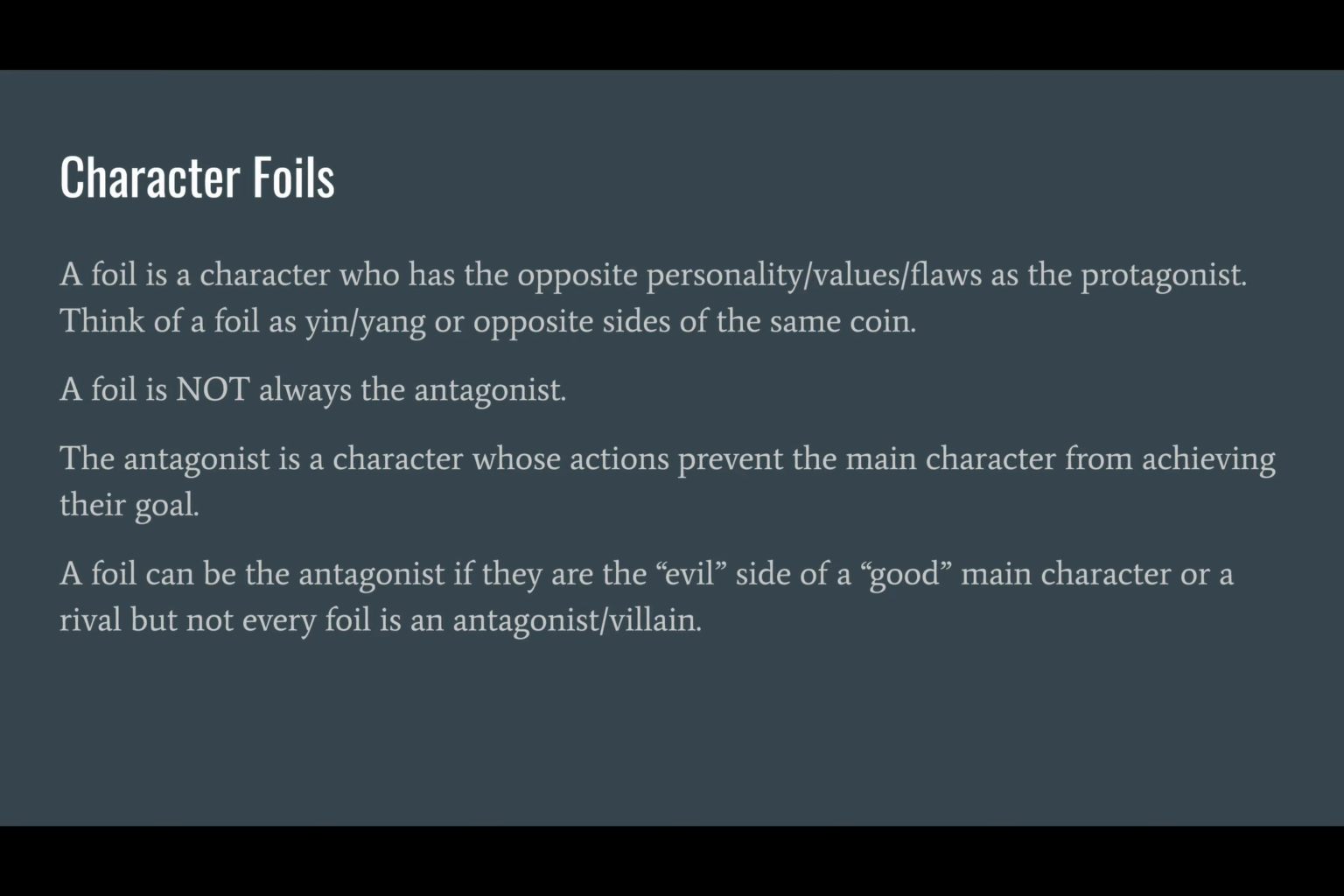Okay, so the antagonist is a character who is trying to prevent the main character from achieving their goal. So villains are antagonists because they're trying to stop the main character from doing whatever the main character needs to do. So the foil can be an antagonist if they're the evil counterpart to a good hero main character, but that doesn't necessarily mean that all foils are going to be the bad guy. It just means that they're the opposite of the protagonist.